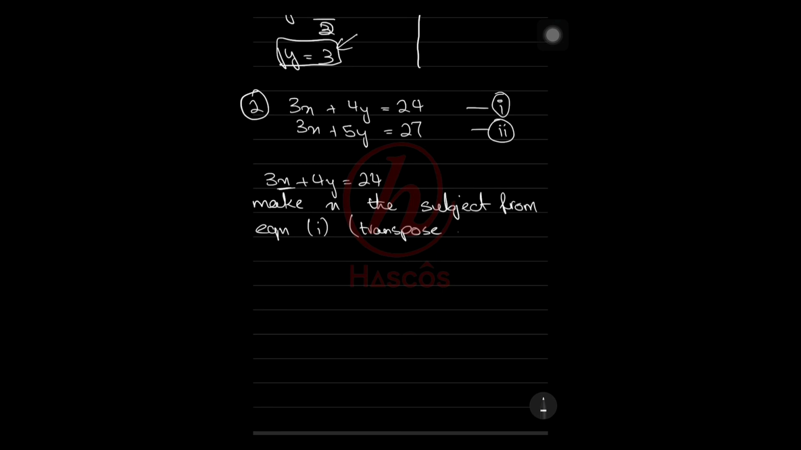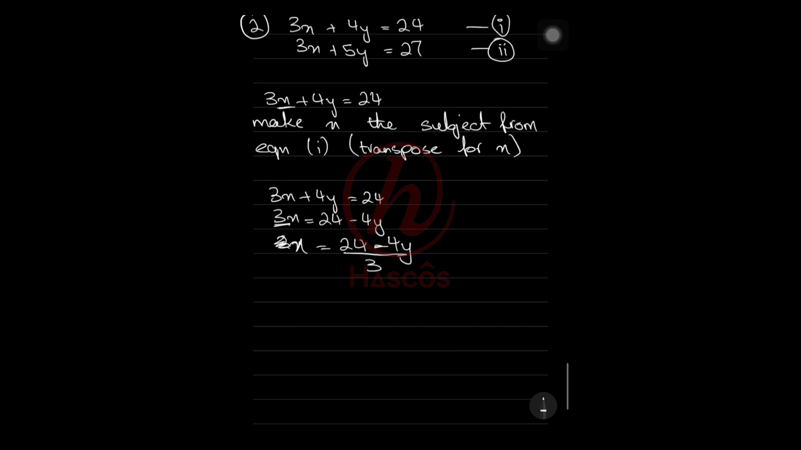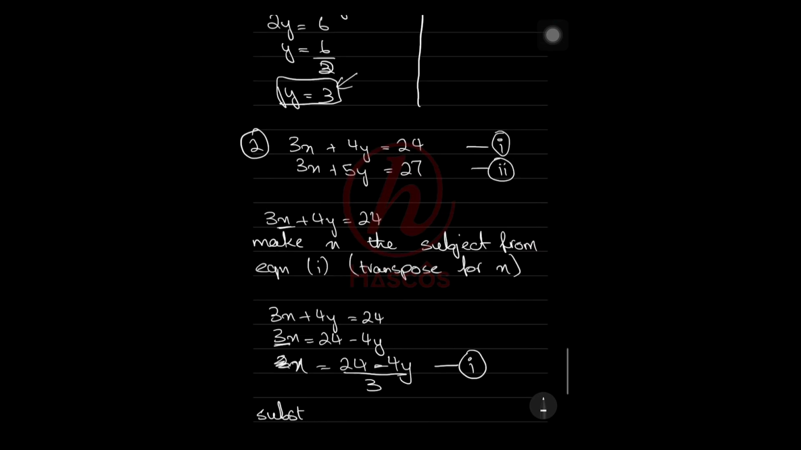Transpose for x, that means taking everything on the other side and leaving x alone on one side of the equals to. So we have, for example, 3x plus 4y equals 24. We're going to first take 4y on the other side. It becomes 3x equals 24 minus 4y. And now we're going to take 3 on the other side to make x alone. So it's going to be 24 minus 4y, the whole thing upon 3.